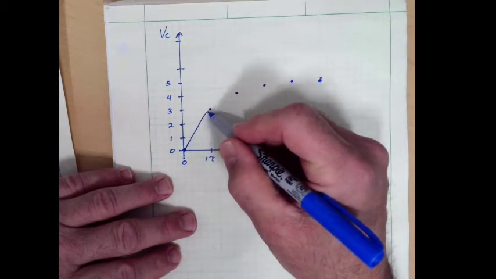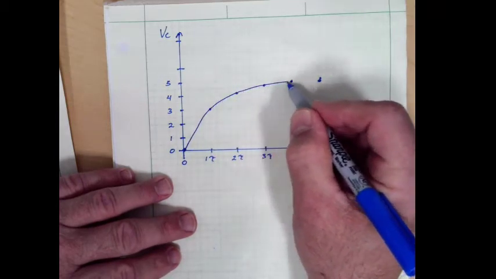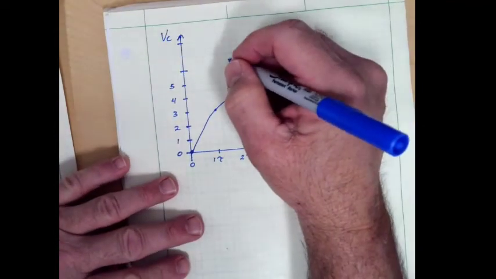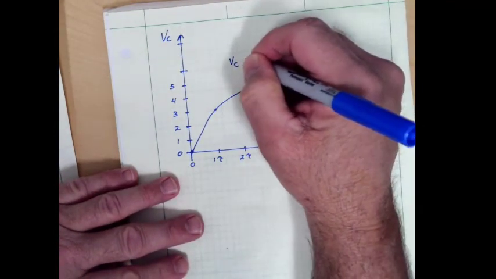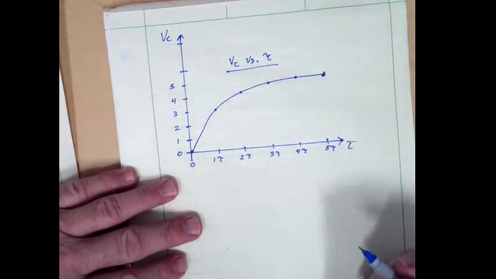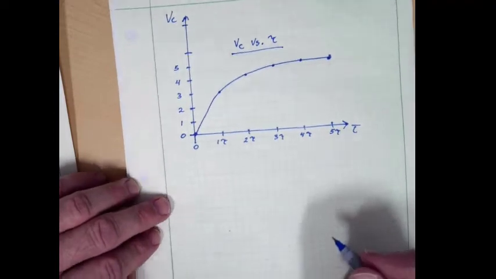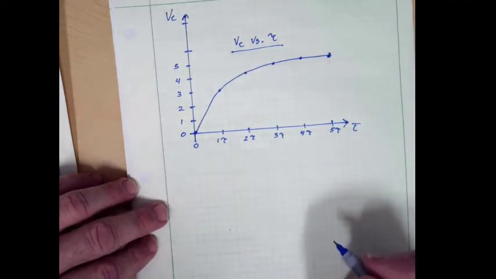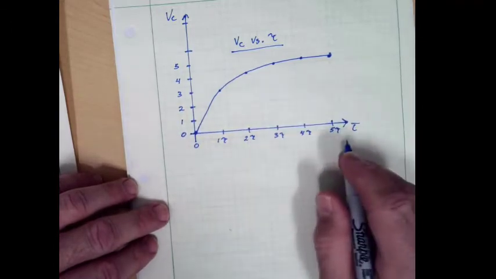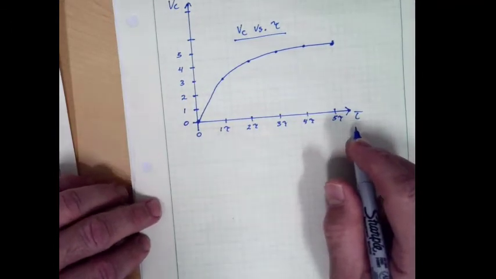And so here we have an exponential curve, and we should label it V sub c versus tau. So there we've plotted our voltage curve for this capacitor over 5 time constants.